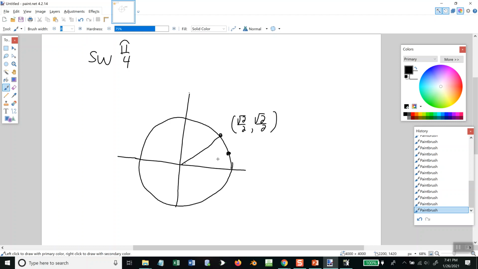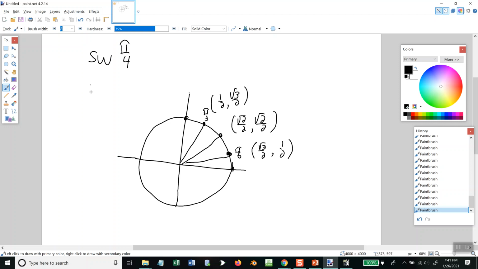How about this one? This is pi over 6. How about this one? Well, you guys are good. Look at that. And of course, this is pi over 3. These are easy here. And if you know those, you know all the rest of these. The only thing that changes is the sign, by symmetry.